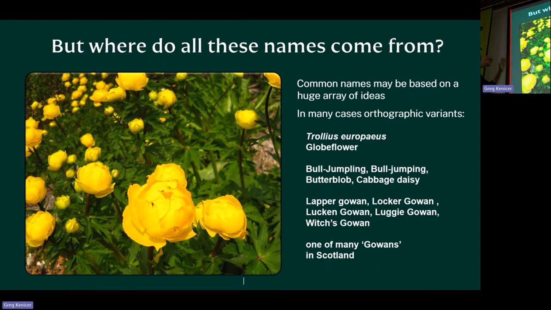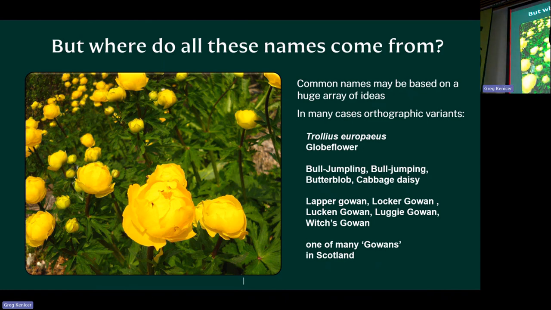So we find that some taxa have got lots and lots of names. Some have got relatively few. This one here is a good example. Trollius europaeus has quite a lot of different names, just even in Scots. So we've got bull jumping, with little orthographic variants. Butterblob's a really nice descriptive term, as is cabbage daisy. Not a daisy at all, but it looks kind of cabbage-like. And we see this interesting thing for daisies, the composites, Asteraceae, very often being lumped in with the very distantly related buttercups and their allies. They're often chucked together in a lot of the common names because they're quite attractive, quite easy to identify, and often yellow in many cases as well.